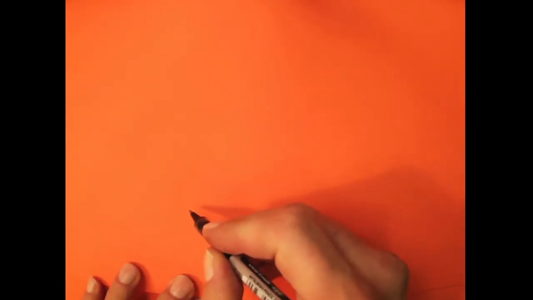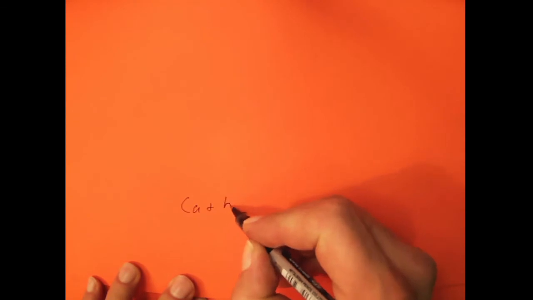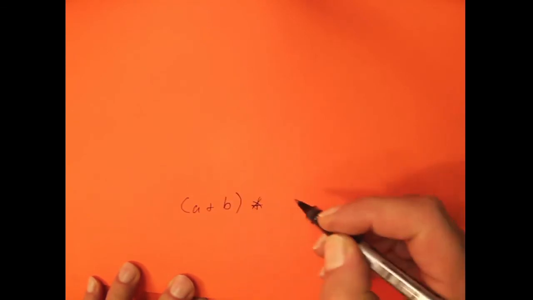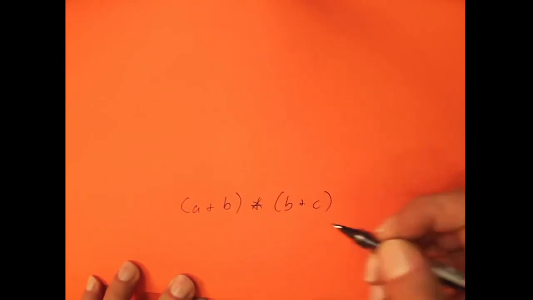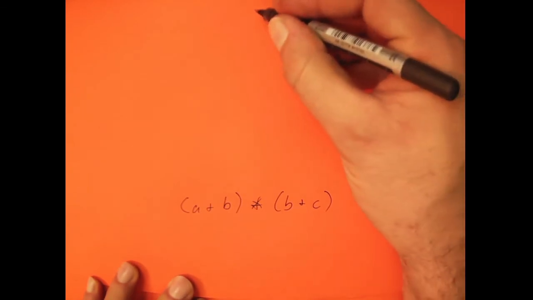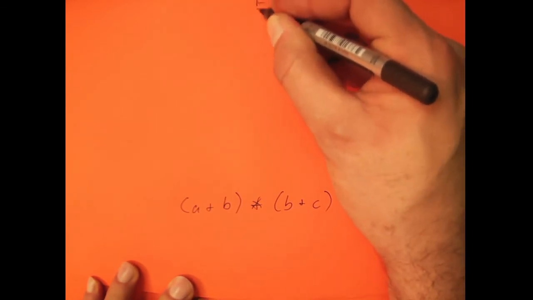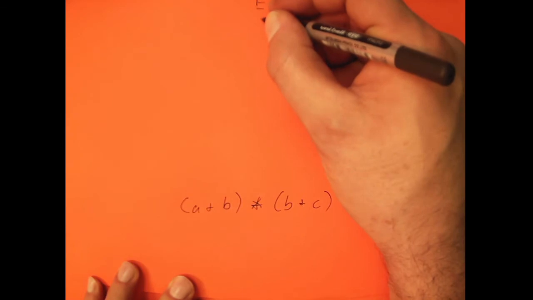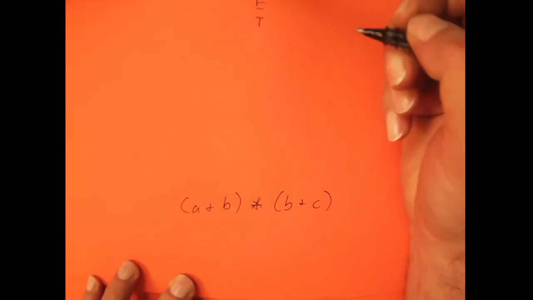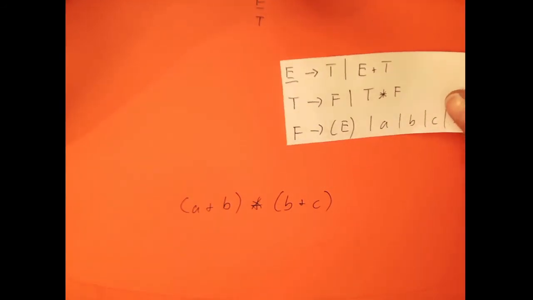So we want to create the statement A plus B times B plus C. So in the ETF grammar, we start with E, of course, and then the next step is T. Remember, the ETF grammar looks like this.